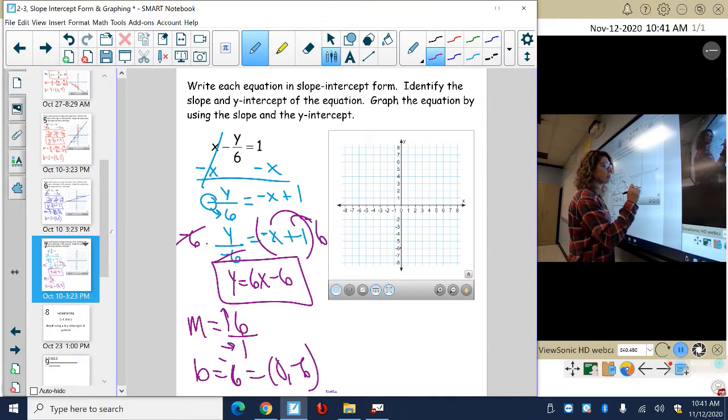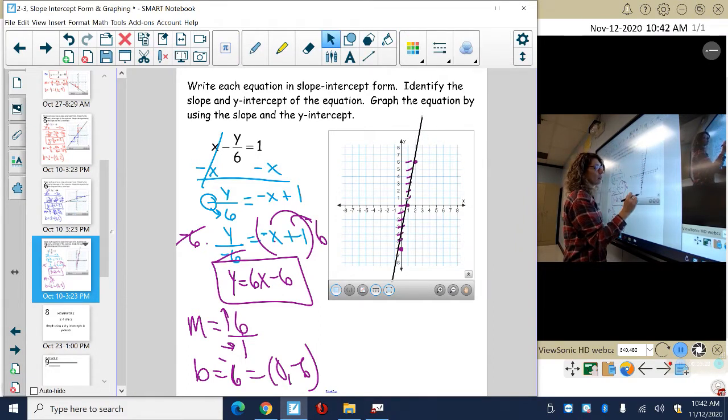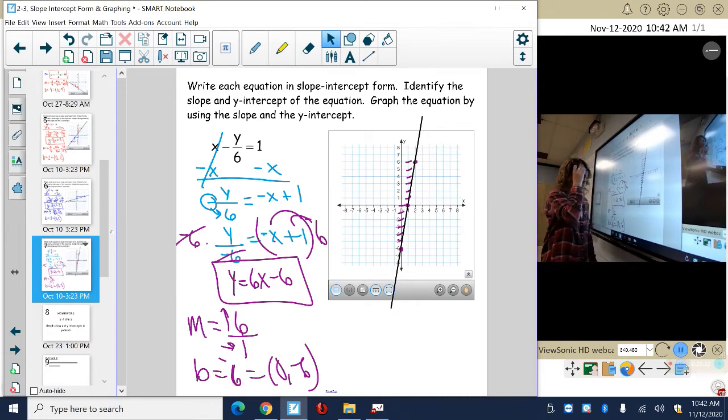So I start at (0, -6), and from there I'm going to go up 6 units, 1, 2, 3, 4, 5, 6, and to the right 1. Do it again, 1, 2, 3, 4, 5, 6, and to the right 1. I am going to be off my graph if I do it again. And there's my graph. Okay?